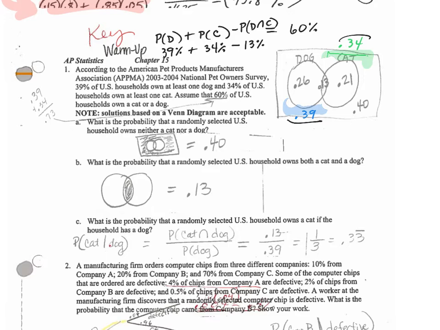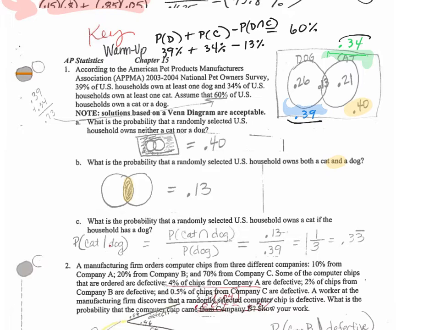Okay, so now what's the probability that it's neither a dog nor a cat? That is this little piece out here, the 0.40. What's the probability that you own a cat and a dog? That's that middle section, the 0.13 we figured out. Here is the one that gets missed on the quiz. So people, please pay attention to this.